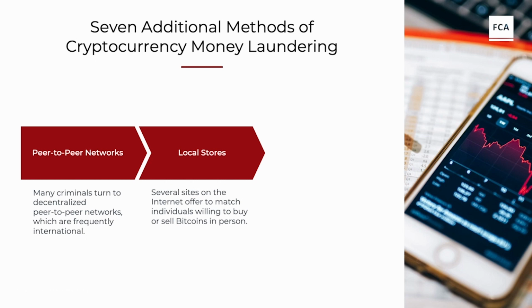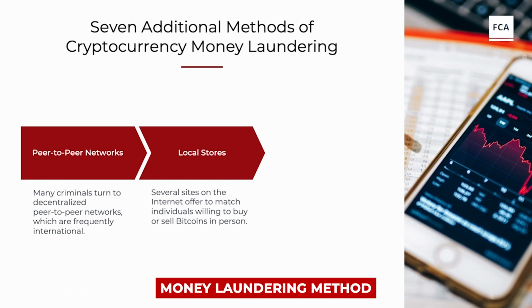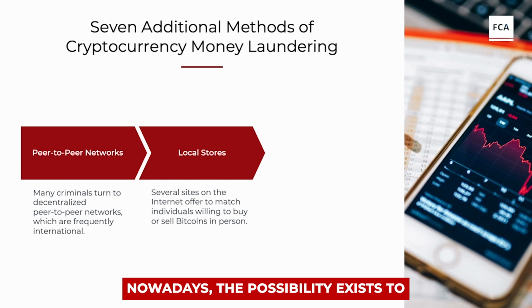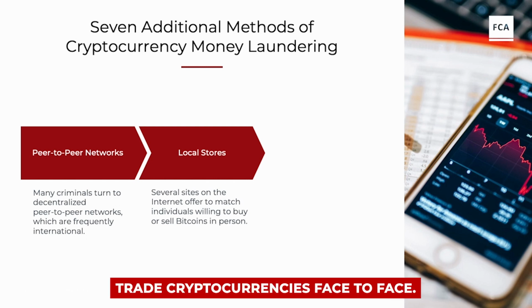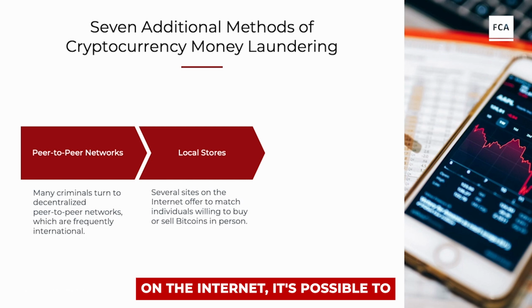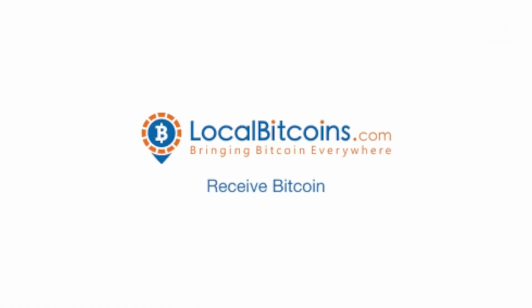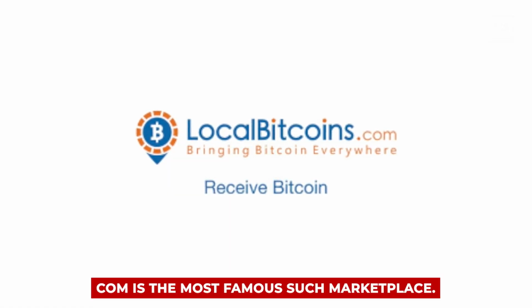6. The sixth cryptocurrency money laundering method involves using local stores. Nowadays, the possibility exists to trade cryptocurrencies face-to-face. On the internet, it's possible to find private vendors that wish to sell cryptocurrencies for a small fee. Several sites on the internet offer to match individuals willing to buy or sell bitcoins in person. Localbitcoins.com is the most famous such marketplace.